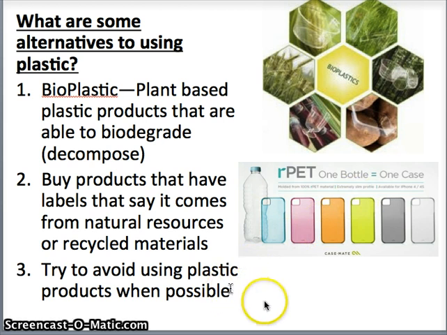And third is try to avoid using plastic products when possible. You know, for example, when you are eating something from the store and you're reaching out to grab a plastic fork or a straw or a plastic lid or something on your cup, think twice, like is it really necessary to use that straw or use that plastic fork, or can you use your own fork at home, or do you not need a straw? So think twice before you take certain types of plastics, especially ones that can't be recycled.